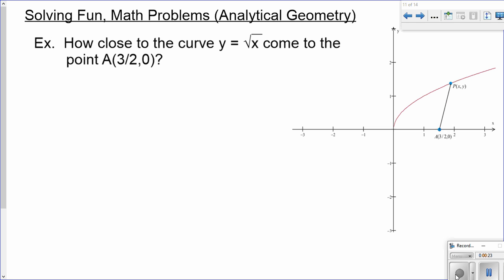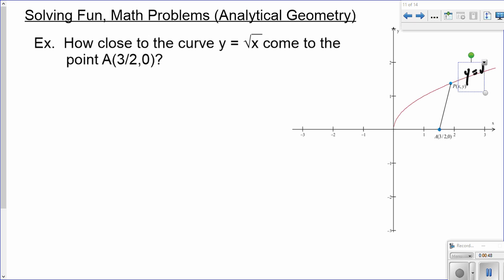We're trying to find how close a point along a curve, in this case y equals the square root of x, so that's a square root function, comes to a point on the x-axis here, 3 halves comma 0. So the situation is to the right here on this particular diagram.